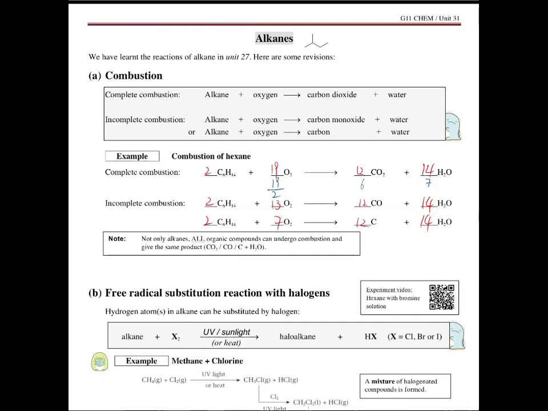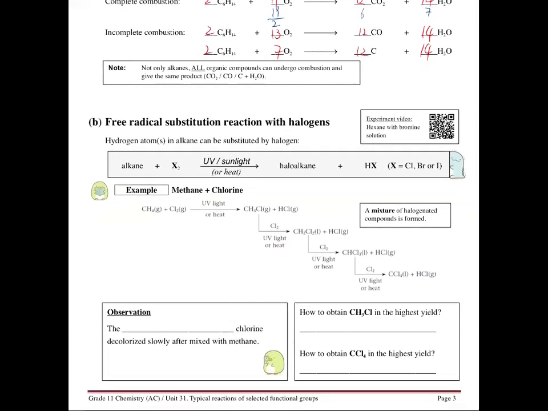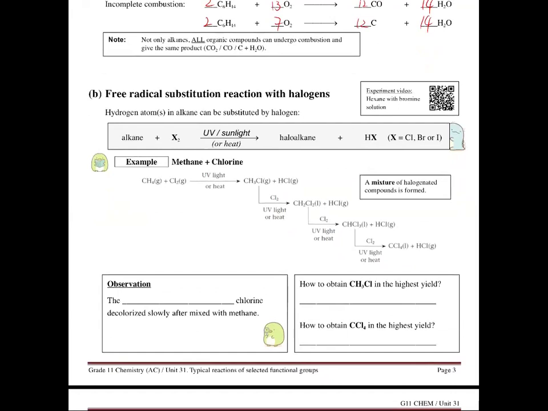Okay, this part no problem. Then next one. Remember we have gone through these mechanisms, and it's called free radical substitution with halogens. For this one, of course, we need to have alkane to react with chlorine, bromine, or iodine. And we need the UV light or the sunlight to start the reaction. Then it will undergo the free radical substitution mechanism to produce a product.